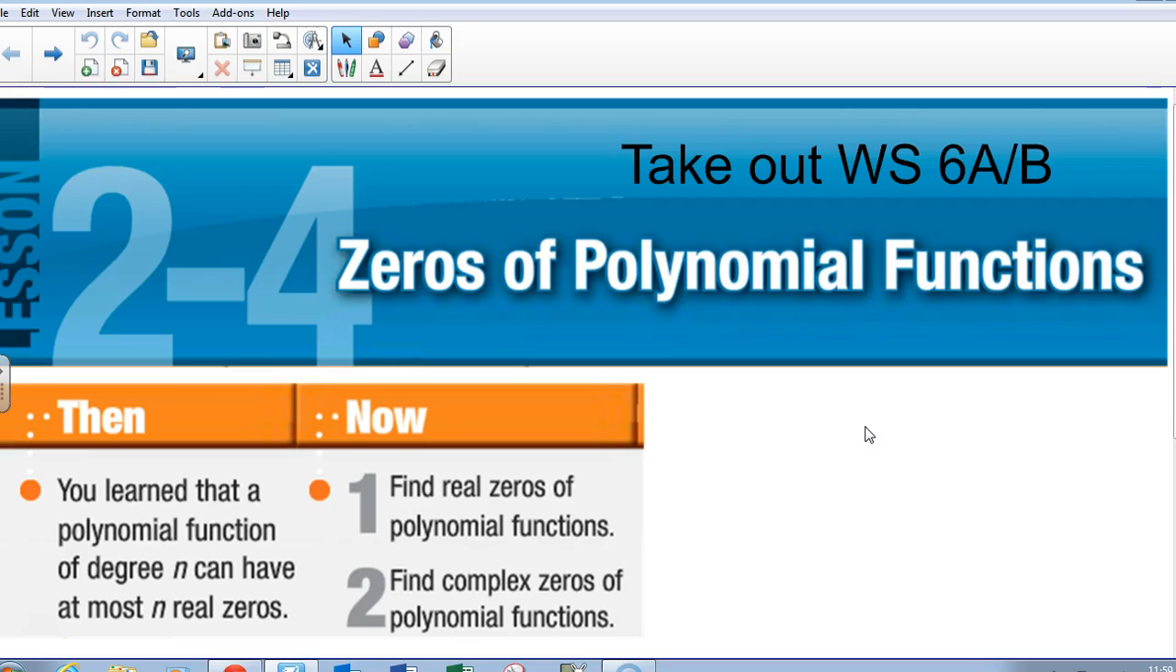Yes, we have talked about the possible number of zeros a polynomial can have, and today we're going to look for all the zeros, not just the nice, pretty rational zeros, not just the real zeros. We're going to have to find all the zeros, okay?